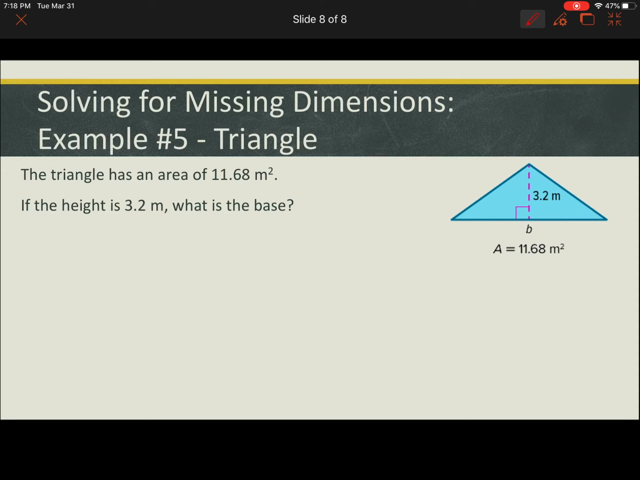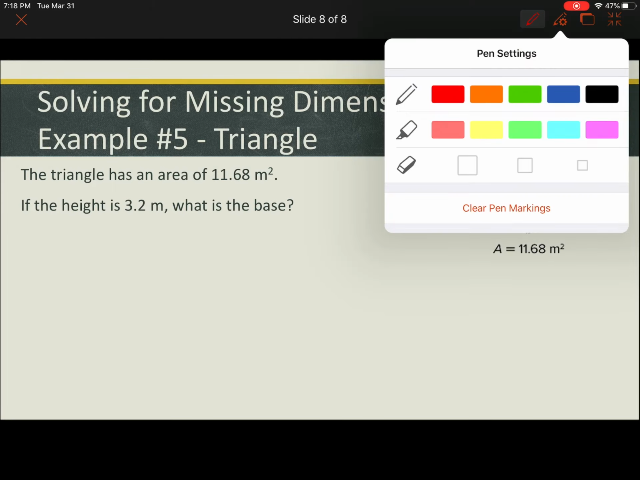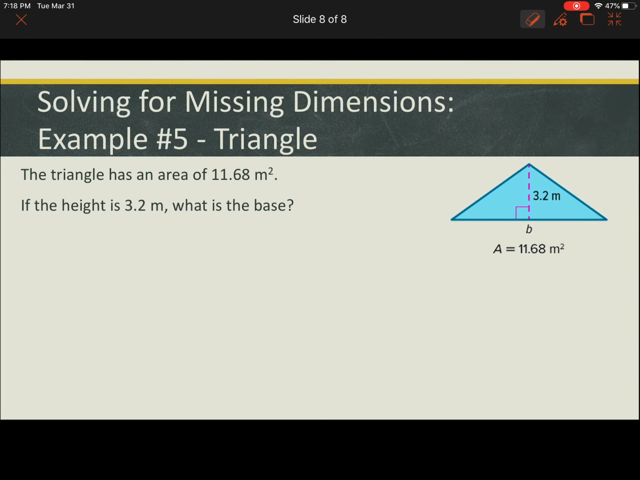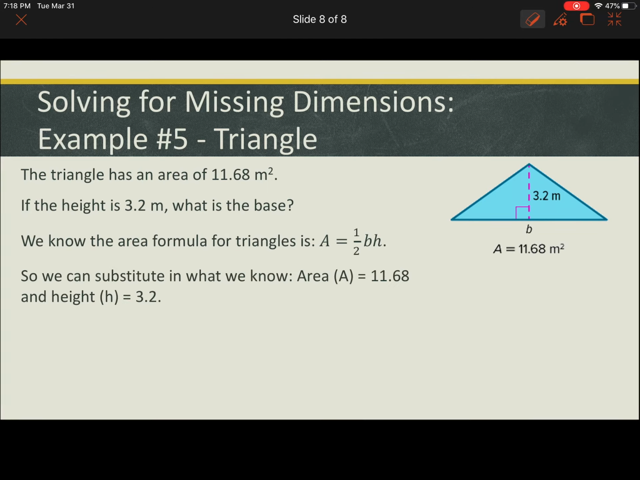Now we have another triangle. This triangle has an area of 11.68 meters squared. We know the height. We see it here. It is 3.2 meters. So we have to calculate the base. Again, we have the same formula. Area equals 1/2 base times height. We substitute in what we know. The area is 11.68. The height is 3.2.